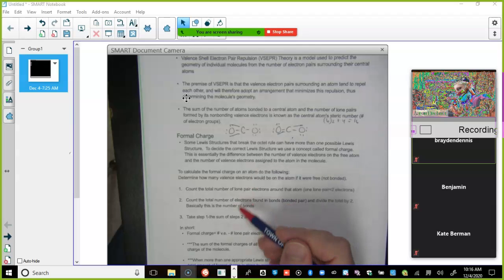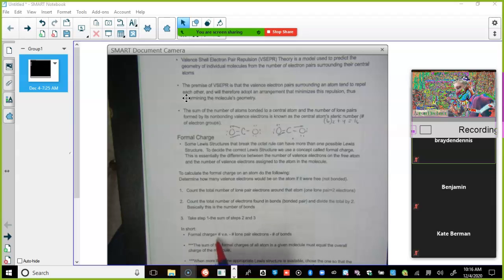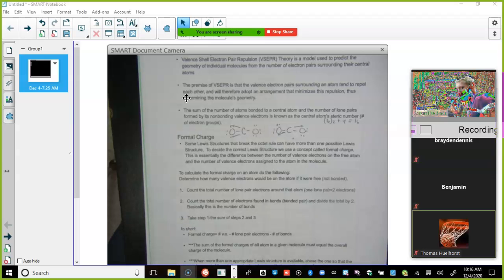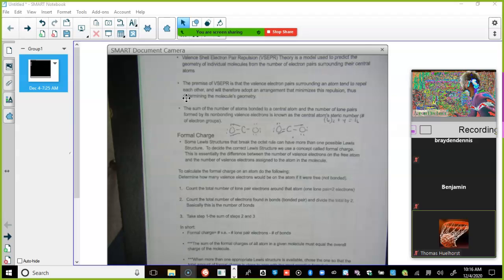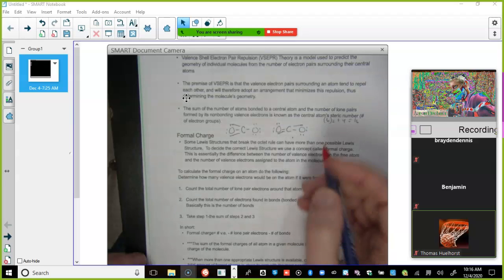Here's a bunch of things you can read. Or in short, formal charge equals the number of valence electrons minus the number of lone pair electrons minus the number of bonds. And the idea is you do it for every single atom. And the one that has the fewest different charges, or the lowest charge, closest to 0, is the most stable arrangement in theory. So in the experimental, how do they know this? They've done experiments. But this theory or equation basically explains the experiment.